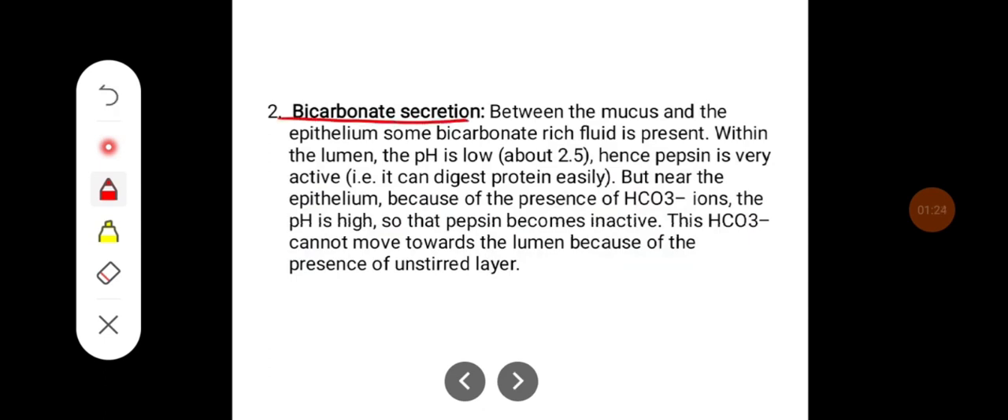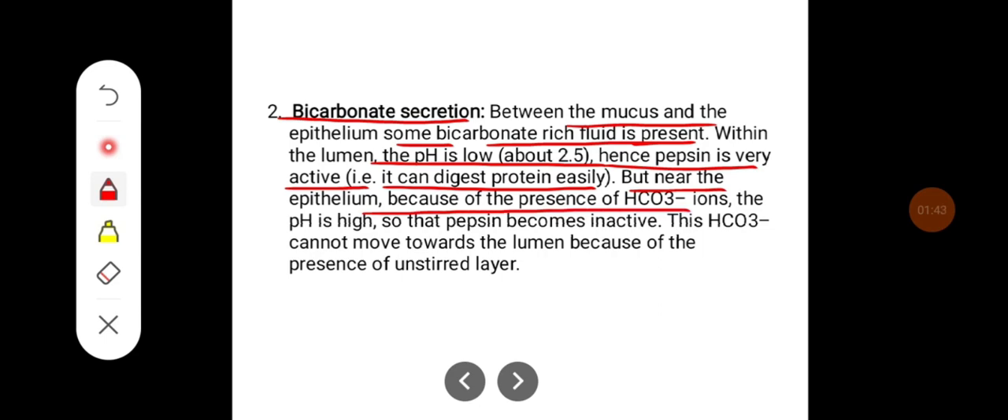Bicarbonate secretion. Between the mucus and the epithelium, some bicarbonate-rich fluid is present. Within the lumen, the pH is low, about 2.5, and hence pepsin is very active, so that it can easily digest protein. But near the epithelium, because of the presence of bicarbonate ions, the pH is high, so that the pepsin becomes inactive. This bicarbonate cannot move towards the lumen because of the presence of the unstirred layer.